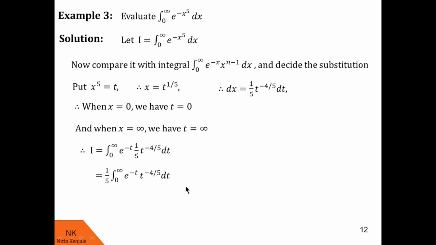Now at this point we compare this integral with the integral in the gamma definition. We see that this integral now can be written in terms of gamma notation as gamma of 1 by 5. This 1 by 5 we obtained by adding 1 in the power of t. So final value for I is 1 by 5 into gamma of 1 by 5. I hope you understood this example.